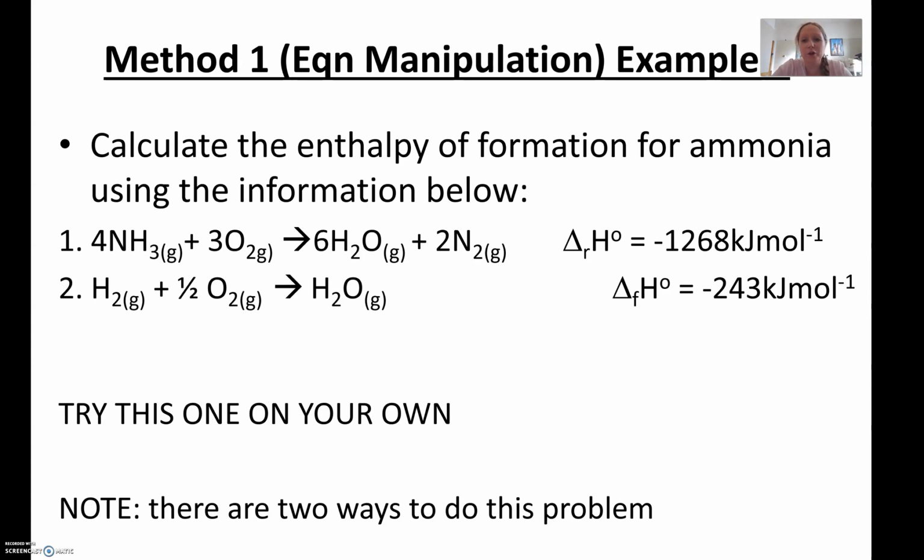Okay, so we're going to go through one last example and then we're going to do a task together, and then you're going to do some homework for me. The question is: calculate the enthalpy of formation for ammonia using the information below.